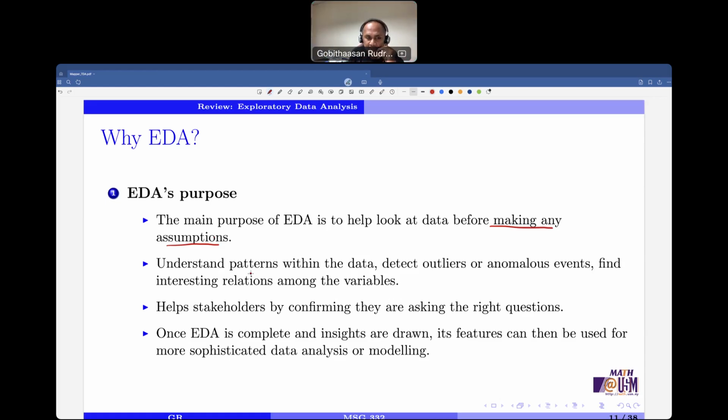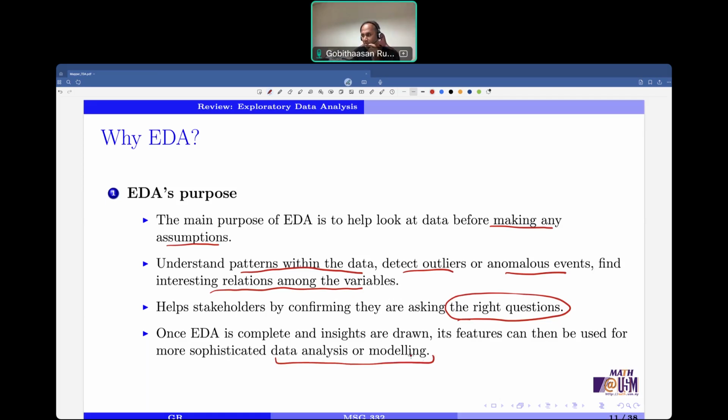So of course, the main idea is to understand the patterns within the data, identify outliers, where maybe an outlier is an anomalous event, and find interesting relationships among the variables. After doing this, you can narrow down to a better, more accurate question that you want to answer, in such a way that you make a well-informed decision, via your model, a predictive model.